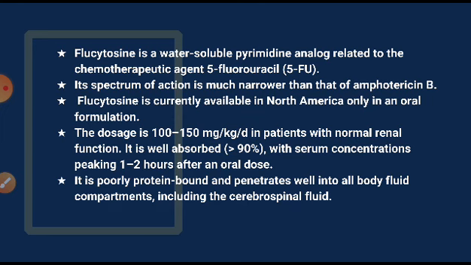Flucytosine is a water-soluble pyrimidine analog related to the chemotherapeutic agent 5-fluorouracil. Its spectrum of action is much narrower than that of amphotericin B. Flucytosine is currently available in North America only in an oral formulation. It's not used in India. The dosage is 100 to 150 mg per kg per day in patients with normal renal function.